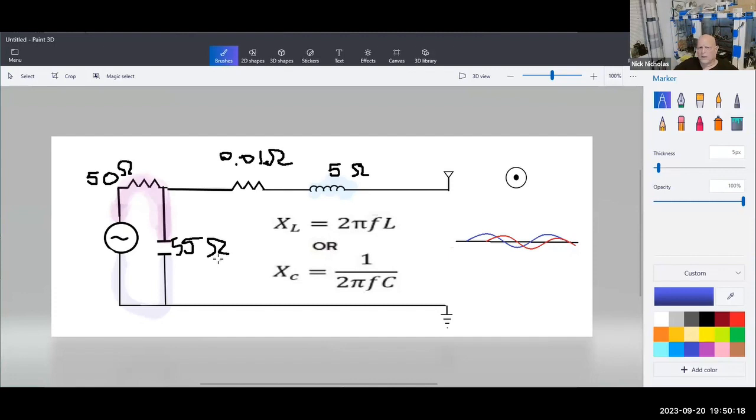So the next thing is there's a formula for calculating it. And by the way, this only applies to sine waves. Fortunately, radio waves are sine waves. This formula only applies to sine waves. X sub L, or the reactance of an inductor, is going to be 2 times the value of pi, which is 3.14, and you can look up the rest of the digits, times the frequency, because the frequency changes this equation. And then times the inductance of the coil measured in Henry's.